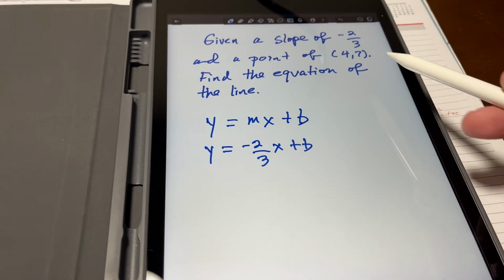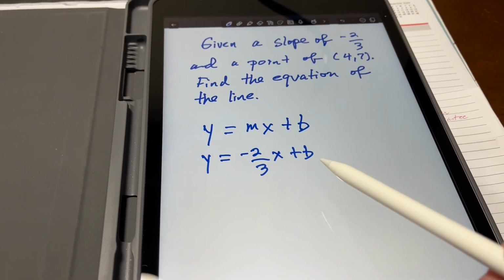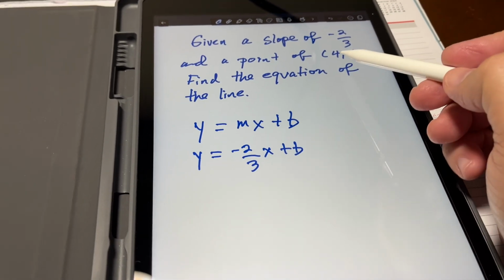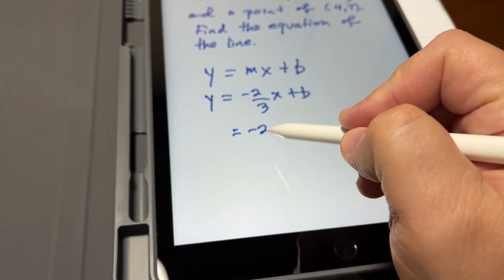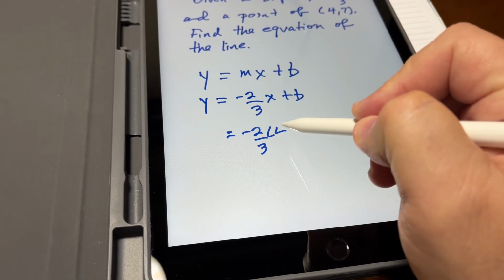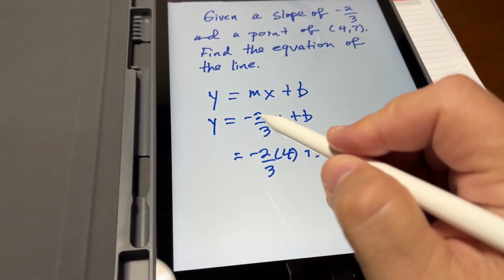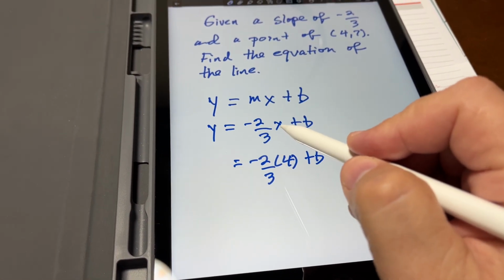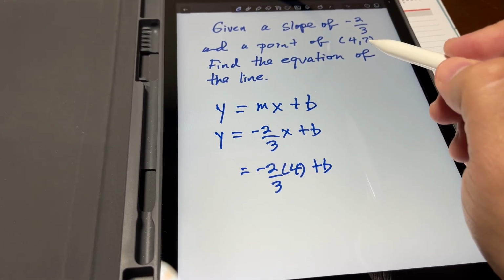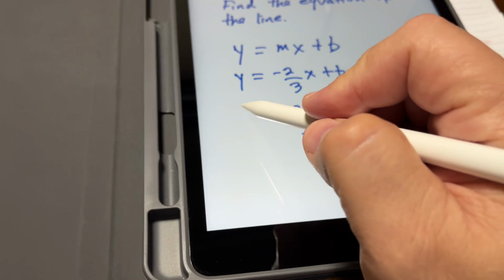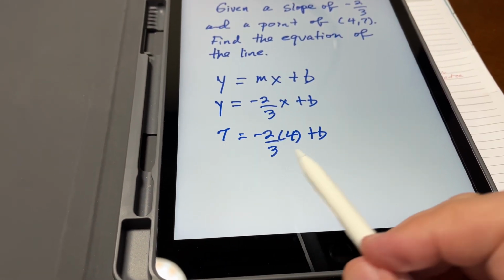The next part's a little bit harder. We have an x and a y value. We're going to put that in order to solve for the y-intercept. So the 4 is an x. Notice that I put it there where x goes, and I put it in parentheses signifying multiplication because this is -2/3 times whatever x is, and x is 4. And then the y here is 7. So I put that in y's place into the equation.